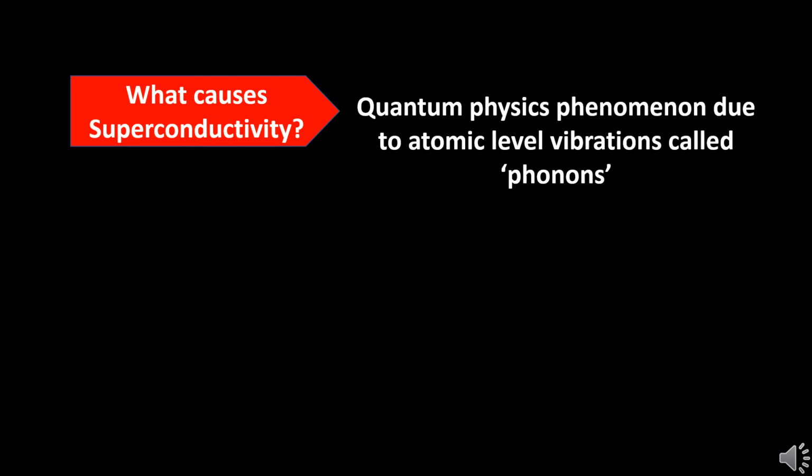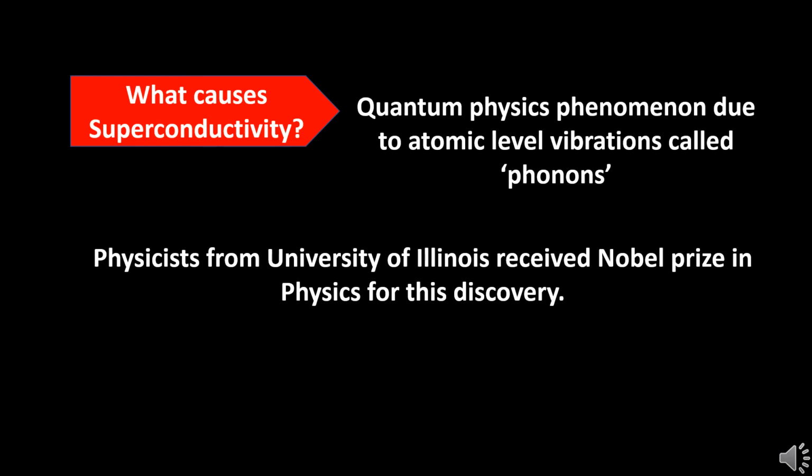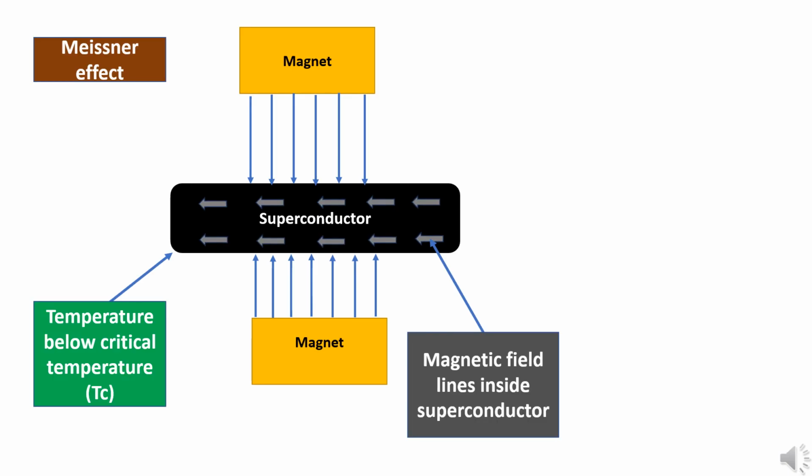The cause of superconductivity cannot be explained by classical physics, as it is a quantum physics phenomenon. Superconductivity is caused by atomic vibrations called phonons between the electrons. These phonons hold the electrons together in pairs and allow them to move through the conductor without resistance below the critical temperature. One of the important and interesting characteristics exhibited by superconductors is the Meissner Effect.